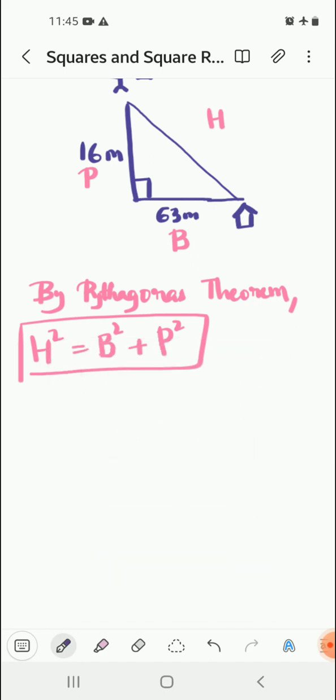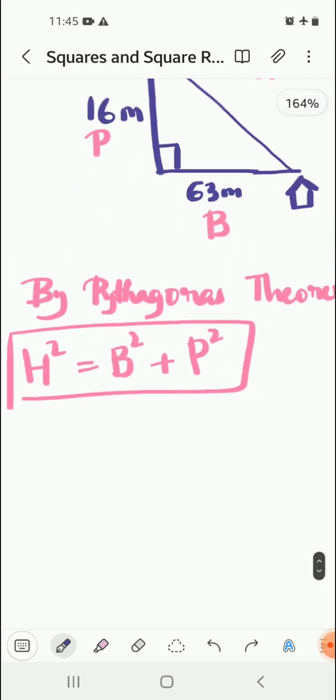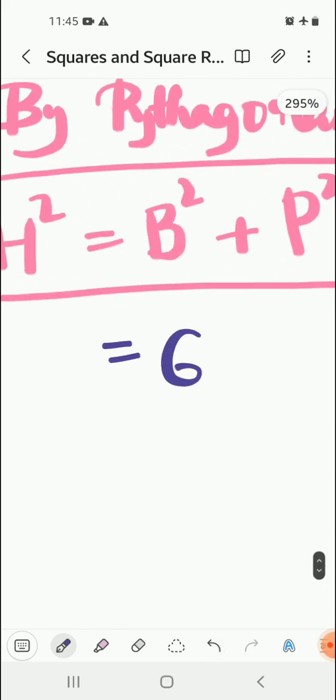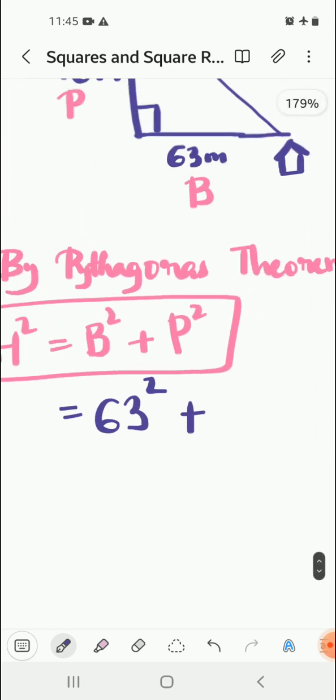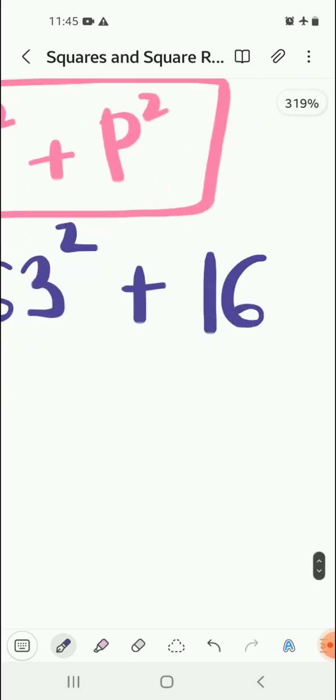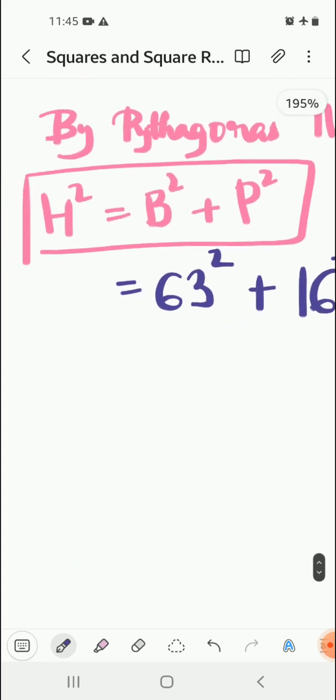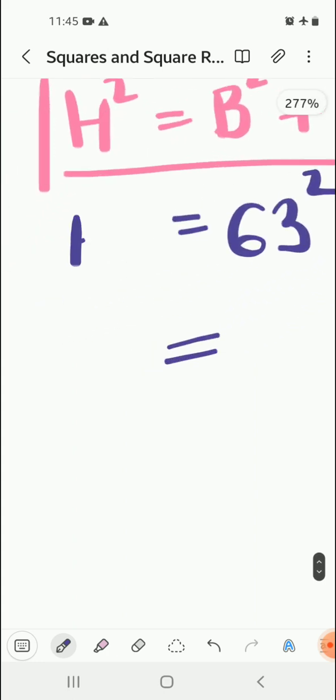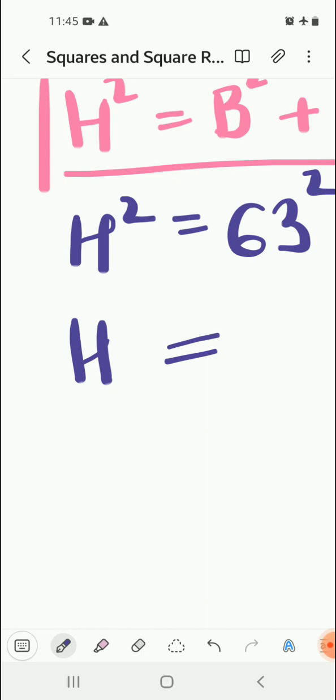Now see, we already know the perpendicular, that is 16 meter, and the base is 63 meter. So in the place of base, we are going to substitute the value 63 square. For now, we may omit and not write the units right now. We are going to write it finally at the place of the answer. Here the P, that is perpendicular, is equal to 16. So we are going to write 16 square here. Now, after solving this, we are going to get hypotenuse square.